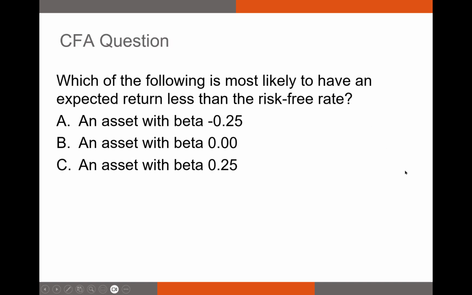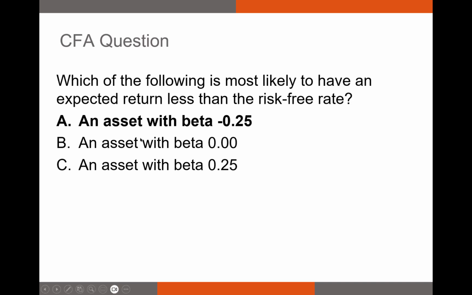All right, let's try a CFA question just to kind of test your knowledge on this topic. Which of the following is most likely to have an expected return less than the risk-free rate? An asset with a beta of negative 0.25, an asset with a beta of 0, an asset with a beta of 0.25. Oh, the correct answer here is A. Assets with betas that are negative will tend to have returns less than what the market offers.